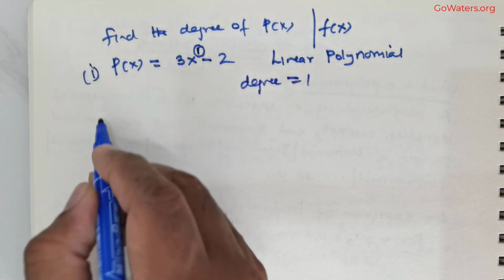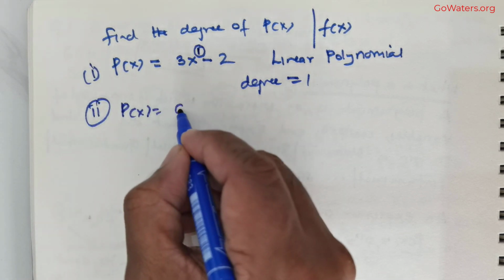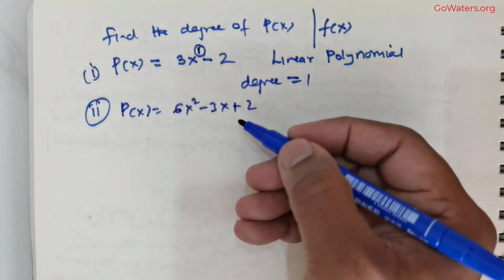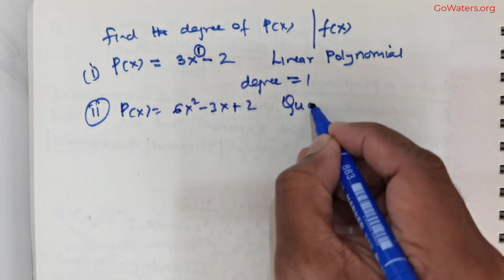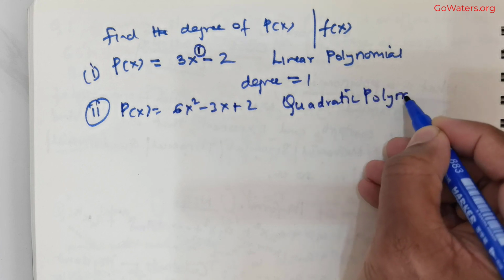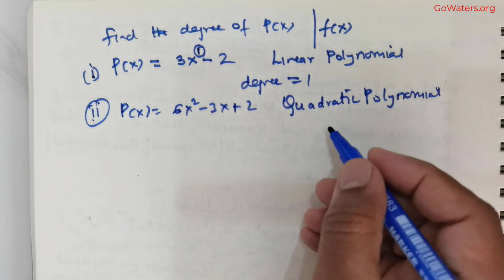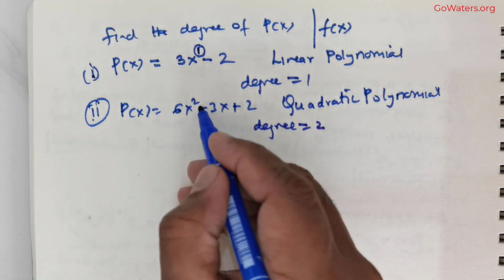Now this is the first illustration. Let me go up to the second illustration. So p of x is equal to, say, 6x squared minus 3x plus 2. So they're asking us what's the degree. Now this polynomial is called a quadratic polynomial. This is an all-important polynomial. Of course, 1 and 2 are very important. And whenever they say quadratic, the degree is 2. Remember that.